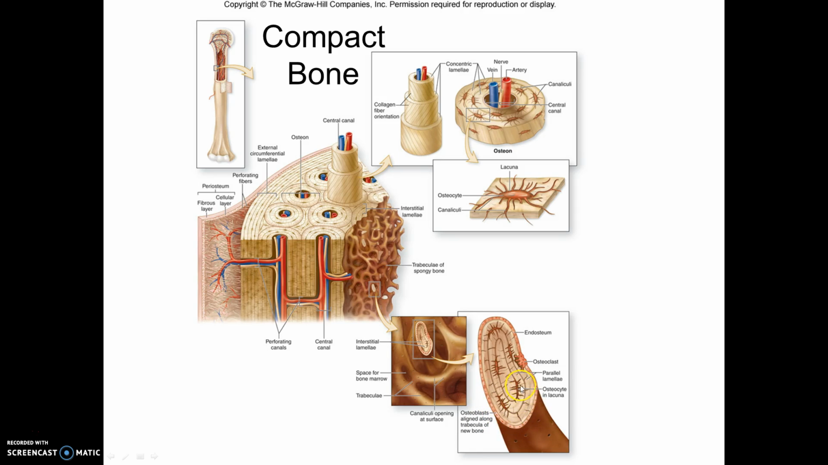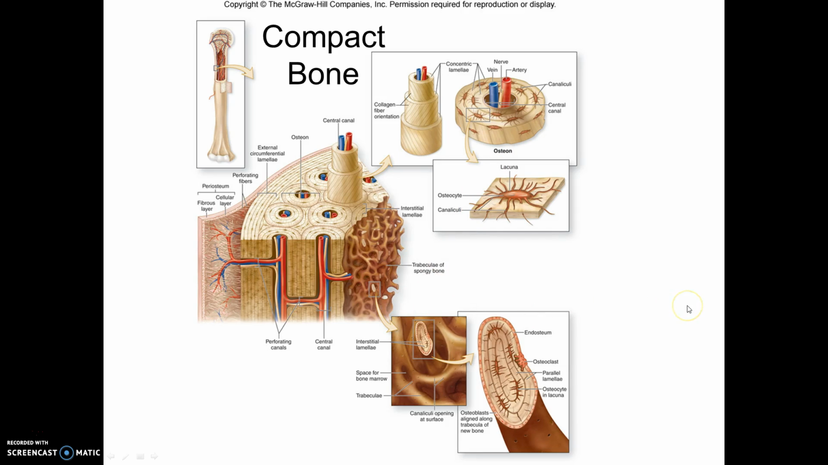But now, instead of concentric lamellae, because we don't have a vessel in the center of it, it's not called a concentric lamella. They're called parallel lamella or lamellae. And so parallel lamellae are also arranged in layers with osteocytes between the layers, and their processes extend between layers through canaliculi, just like we saw here with compact bone.